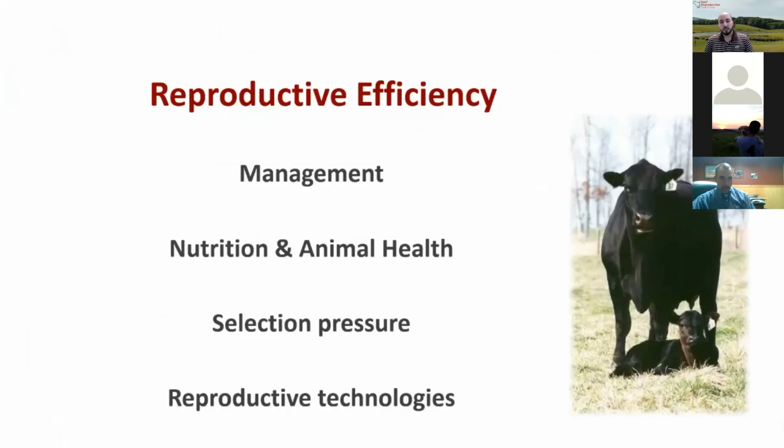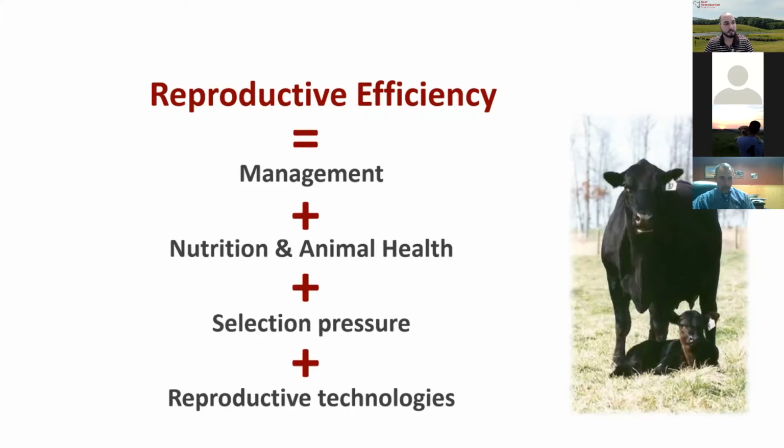To achieve reproductive efficiency, there's really not one thing that will fix it. Yesterday we talked about the silver bullet. It just doesn't exist, right? So I like to think about reproductive efficiency as a sum of things. It's not the one thing that will fix it all. It's really a combination of management, nutrition, and animal health, having an increased selection pressure for fertility, and then taking advantage of reproductive technologies.